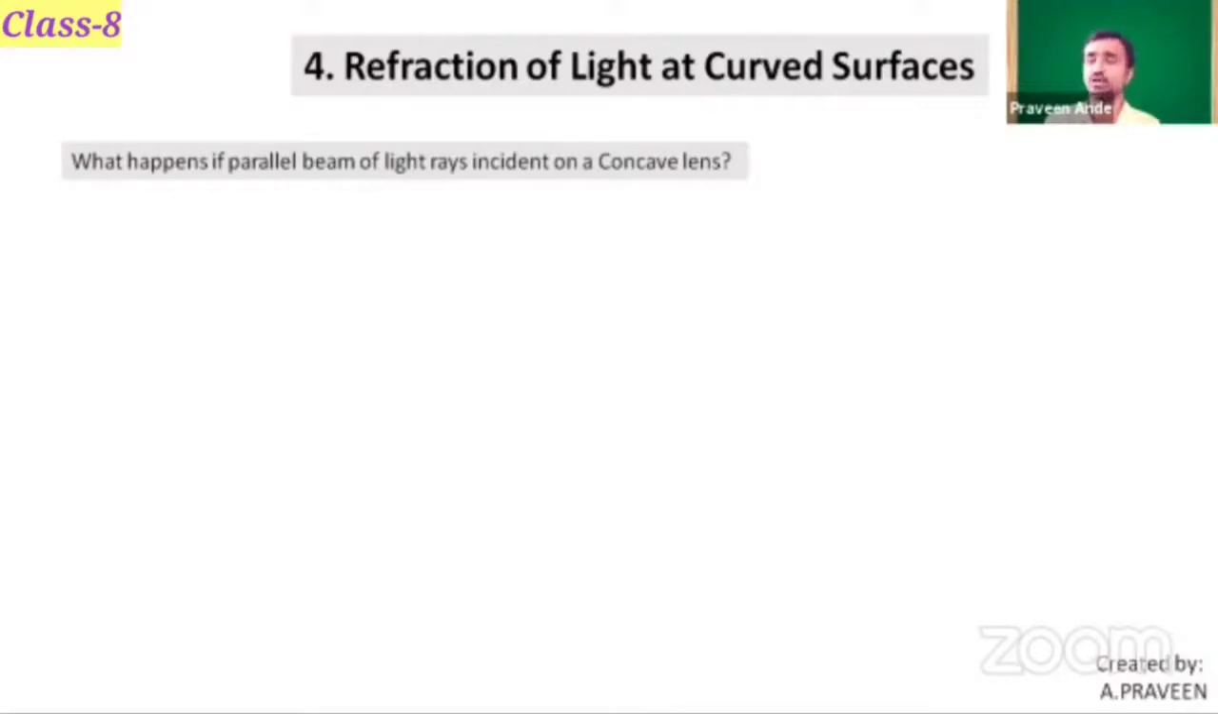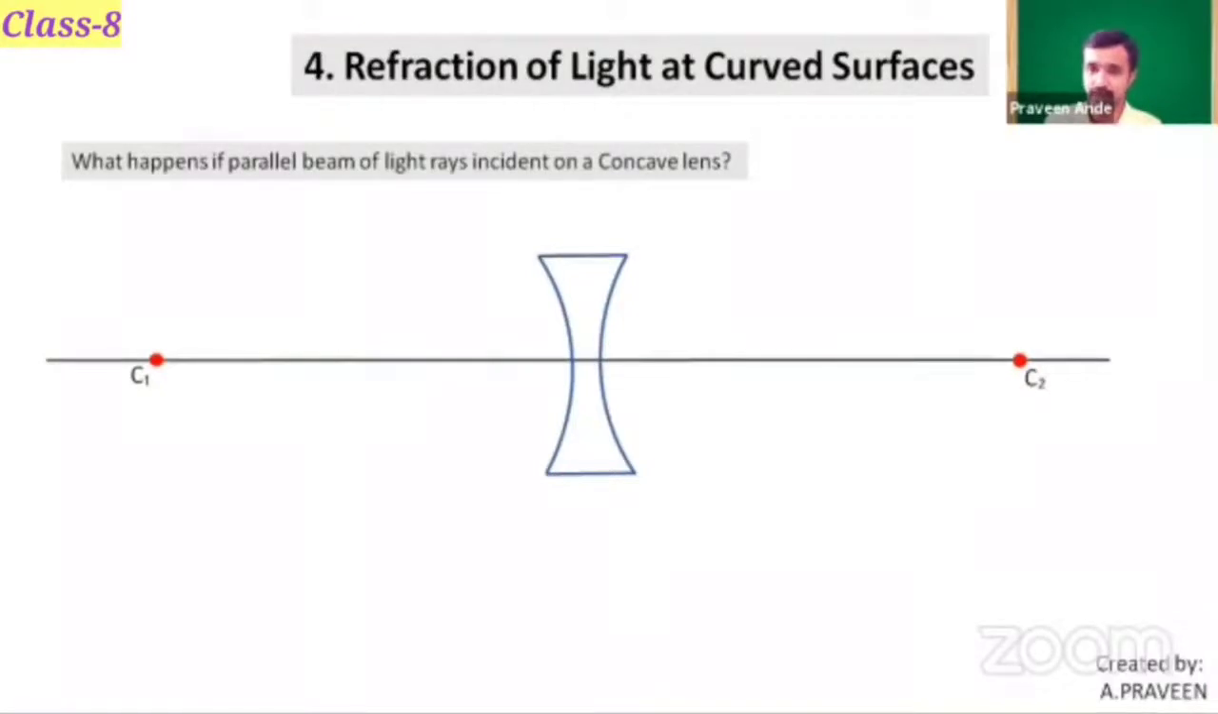What happens if a parallel beam of light rays is incident on a concave lens? Now the lens has changed, so the behavior of light rays also changes after refraction. Let us look at that. Here I am drawing a double concave lens. The first surface center falls on the left side, so I give a dot here, that is C1. The second surface center is towards the right side, that is C2. Then join them with a line called the principal axis. Then identify the pole in the middle of the lens, the optic center of the lens.